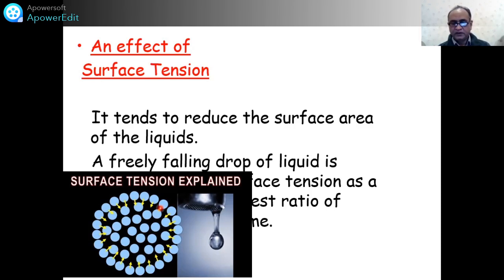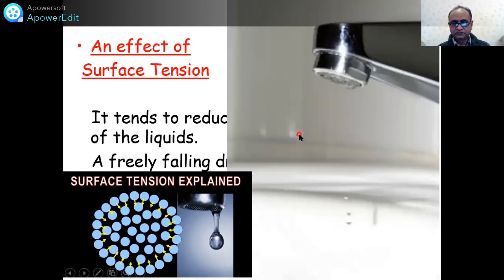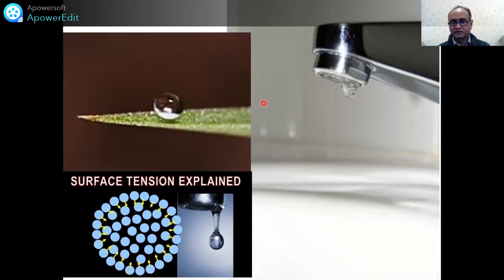Okay, you can see over here, a falling drop is spherical in shape due to surface tension. Why? Because in a falling drop, the surface molecules from all the sides are being attracted inside. They have inward pull. That is why it will attain a spherical shape like this. So this is one of the effects of surface tension. We are just following our book.